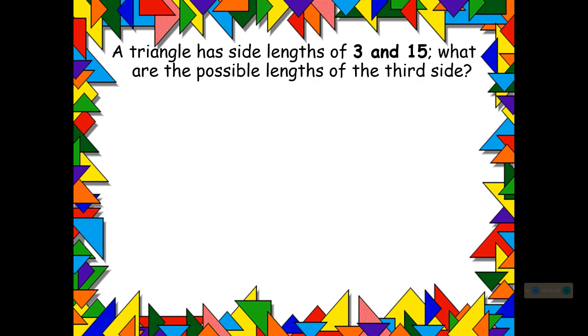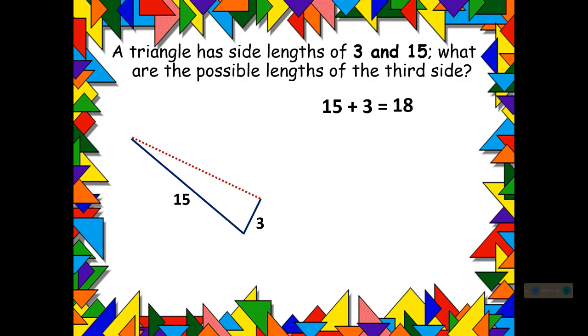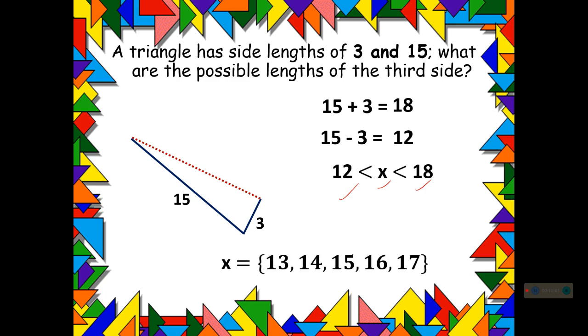How about if you are given the side lengths 3 and 15? What are the possible lengths of the third side? So we have here 15 plus 3 is 18, and then 15 minus 3 is 12. You can express your answer in the form of a range, so we have x is greater than 12 but less than 18. If you are going to give the exact values of x, x will be 13, 14, 15, 16, and 17. Okay, question?